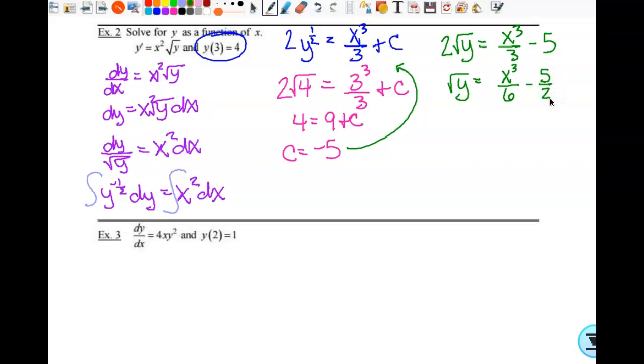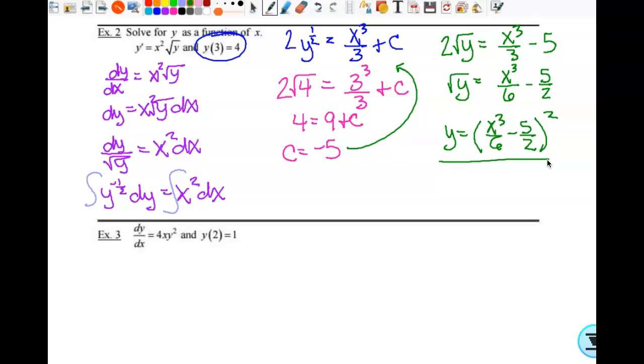So now that it's no longer literally a c, like here, if I had divided both sides by 2, this would have stayed c. But since c is a number now, I actually divide by 2. Okay? There's the difference there. Now, how do I undo a square? I square it. So y is equal to x cubed over 6 minus 5/2 quantity squared. And that's my answer. What questions do you have? Okay.